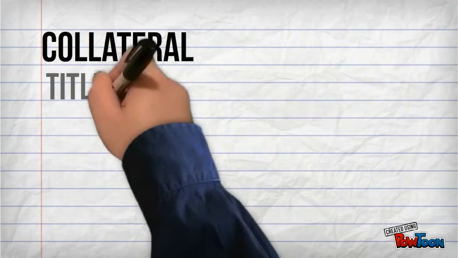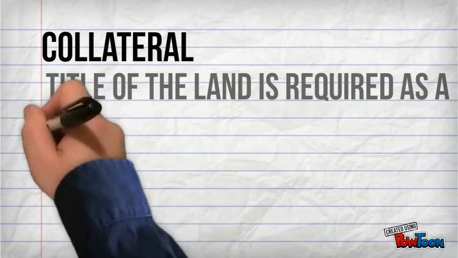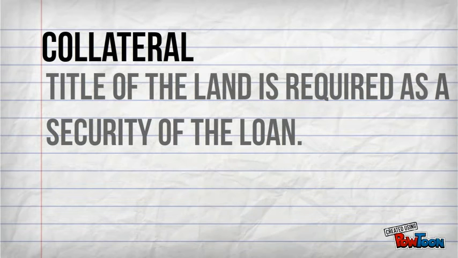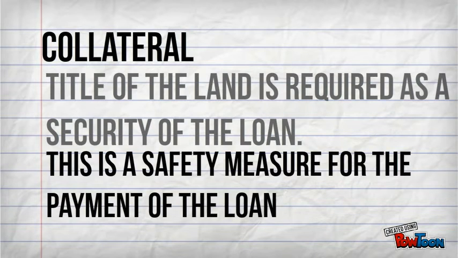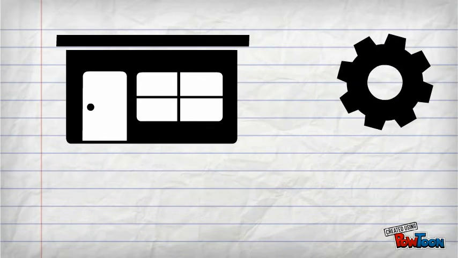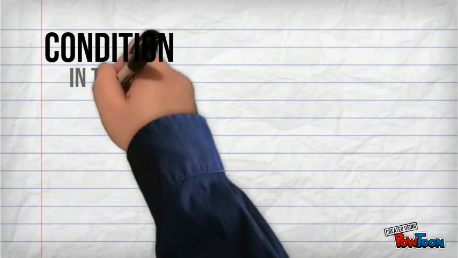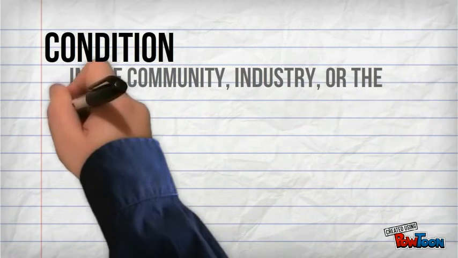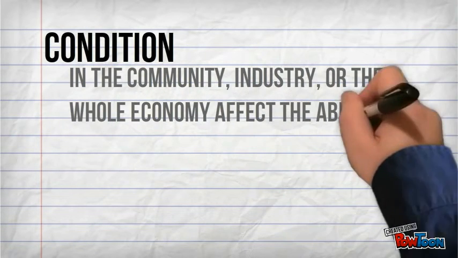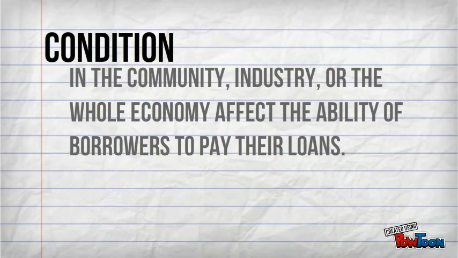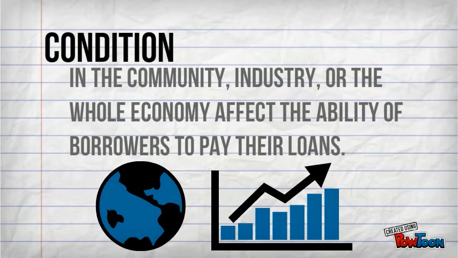Collateral. Usually, the title of the land is required as a security of the loan. This is a safety measure for the payment of the loan. Buildings, machines and other valuable properties are used as collaterals. Condition. Conditions in the community, industry, or the whole economy affect the ability of borrowers to pay their loans. For example, peace and order, inflation, profitability of a project, etc.